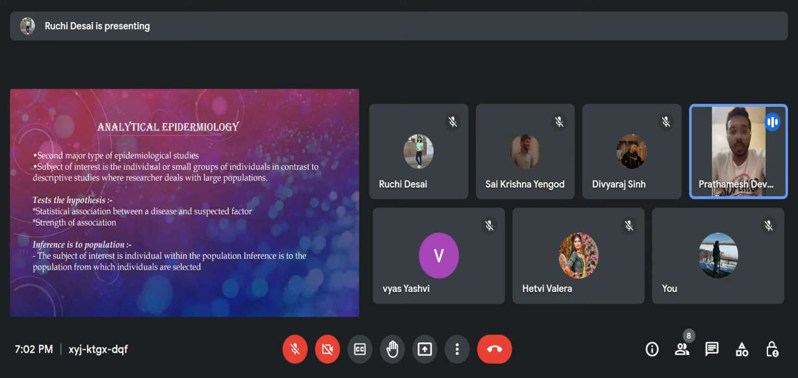Analytical epidemiology. Second major type of epidemiological study. The subject of interest is the individual or small groups of individuals, in contrast to descriptive studies where the researcher deals with a larger population. Test the hypothesis. Statistical association between a disease and suspected factor. Strength of association. Inference is to population. The subject of interest is the individual within the population. Inference is to the population from which individuals are selected.